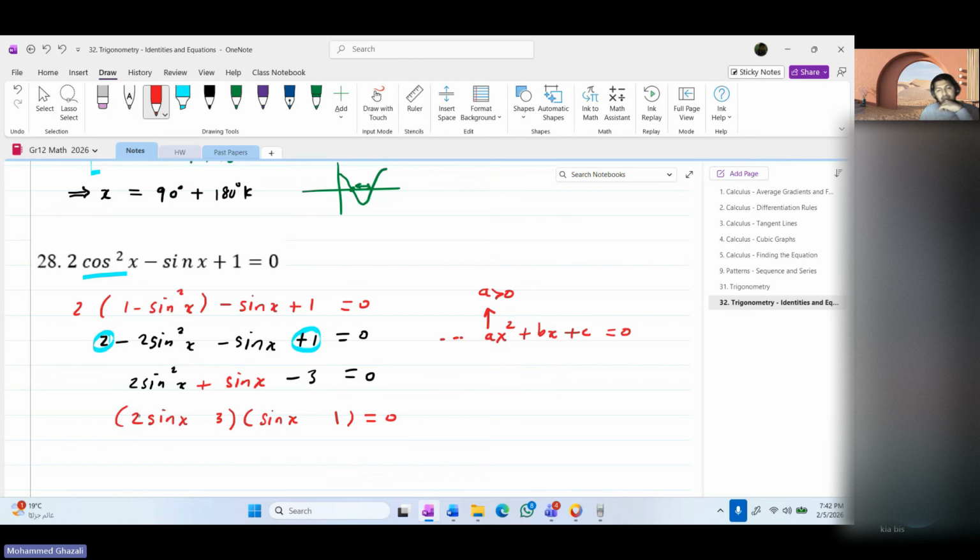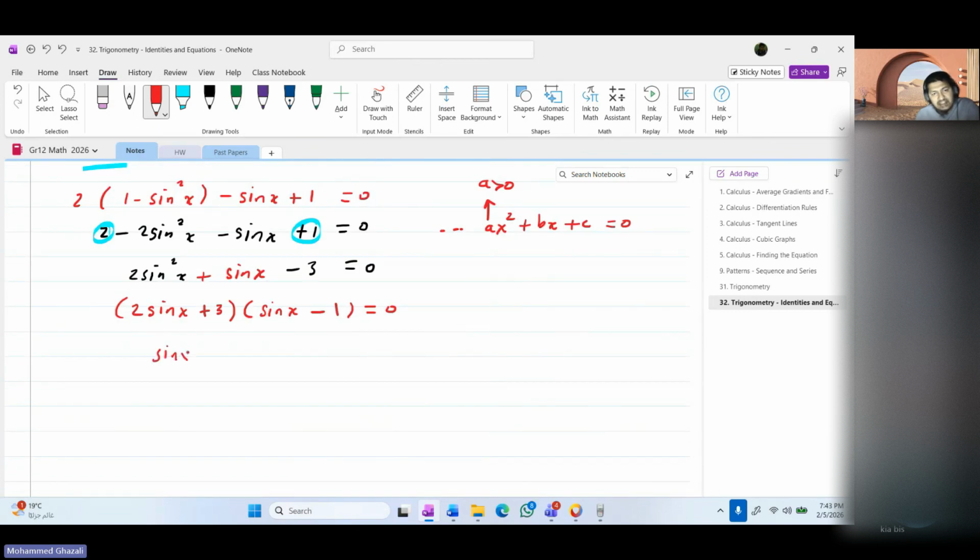Because when I'm multiplying the 2 and the 3, I'm getting 6 sine x. But I only want plus 1 sine x in the center. So 2 times 1 is 2 sine x plus 3 sine x, so minus must go here. So minus 2 sine x plus 3 sine x is plus 1 sine x. 3 times the negative 1 is negative 3. So now problem solved. We got sine x is equal to negative 3 over 2, or sine of x is equal to 1.